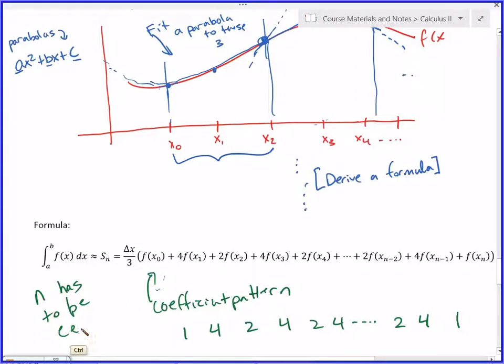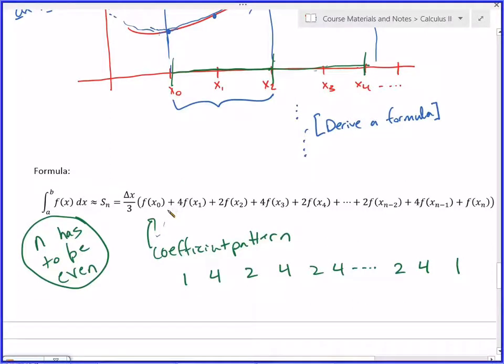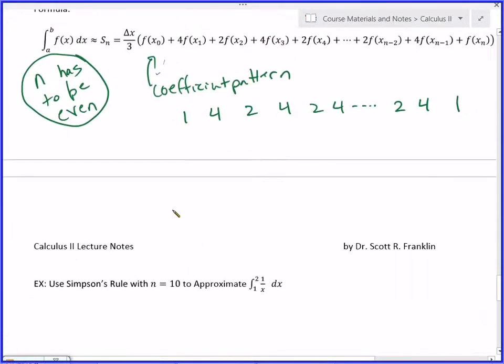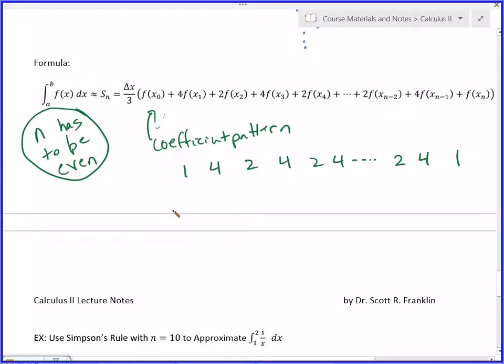Why does n have to be even? Well, it's because we used two subintervals to make each parabola. So we always have to end on an even number to be able to have a parabola on our last two subintervals, okay? But as long as n is even, you'll be able to use this coefficient pattern. So the process is exactly the same as for the trapezoid rule. You find your delta x, you find your xi's, then you plug them into that formula right there.